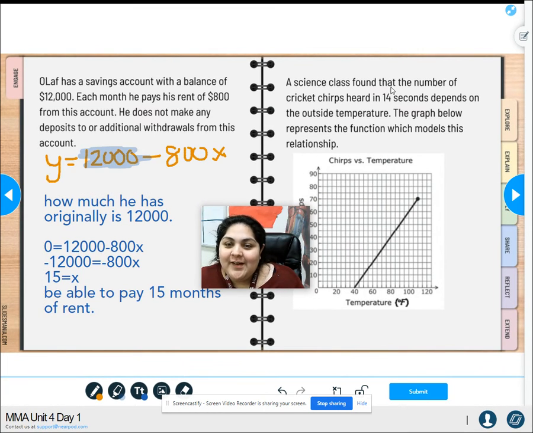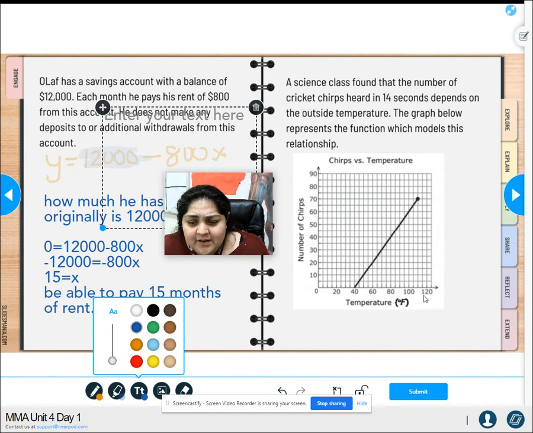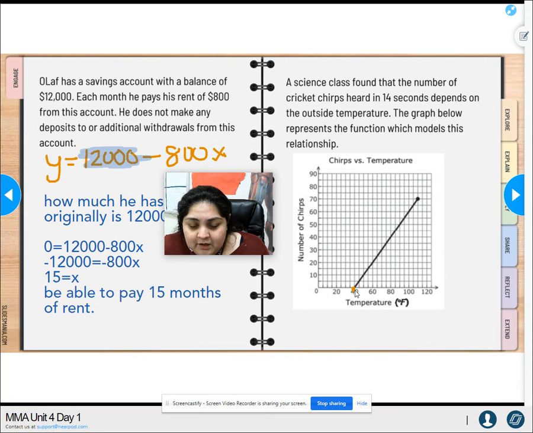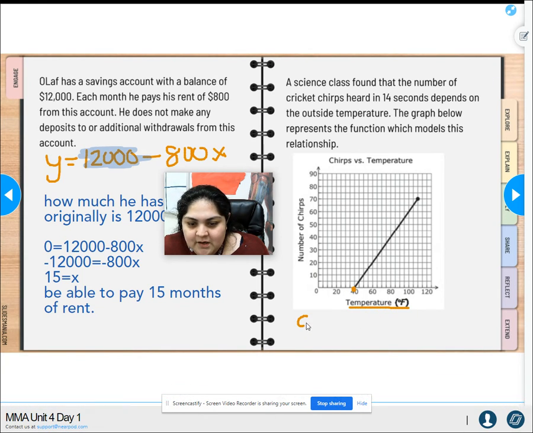All right, we go over here. Science class has found that the number of cricket chirps heard in 14 seconds depends on the outside temperature. The graph below represents the function which models this relationship. Okay, so here's the x-axis. We know that it's going to cross somewhere. So it crosses right here. So at 40 degrees temperature, they don't hear any chirps. 0 chirps.